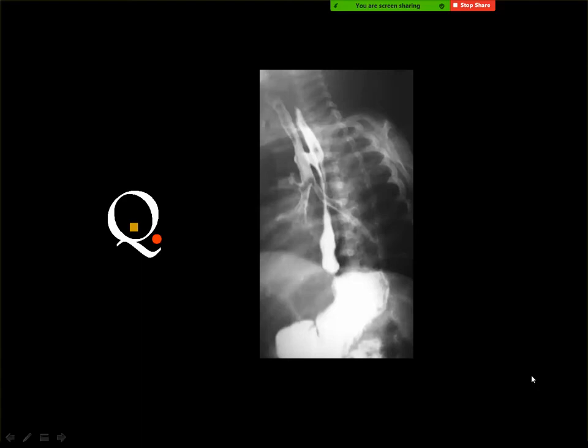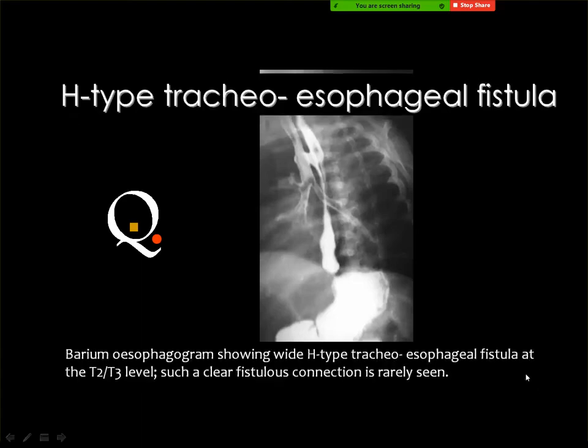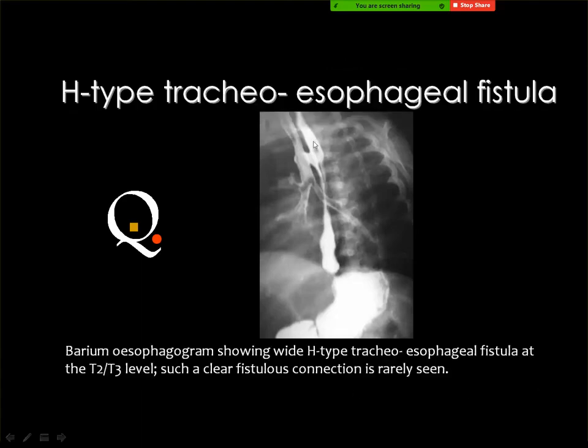Esophageal atresia, H shape. H shape. Peanut. This is the esophagus and the trachea, and the site of fistulous communication.